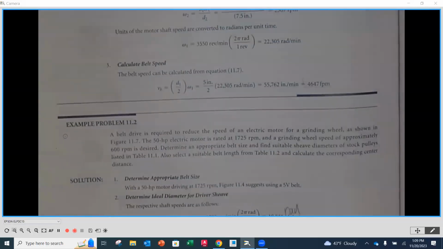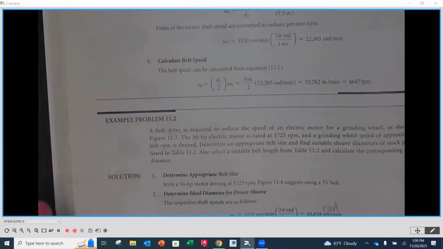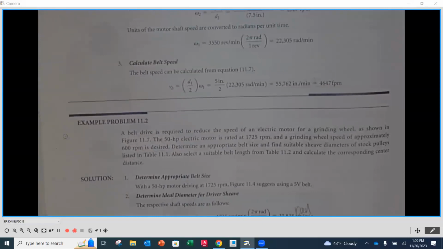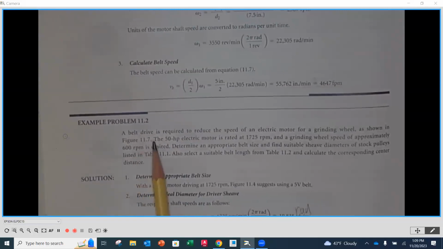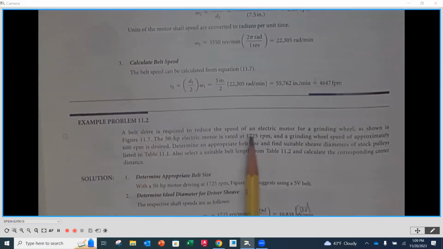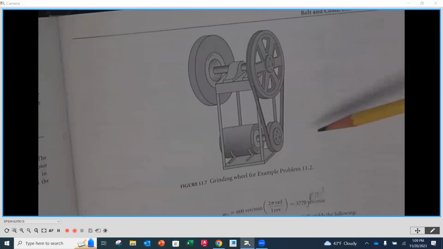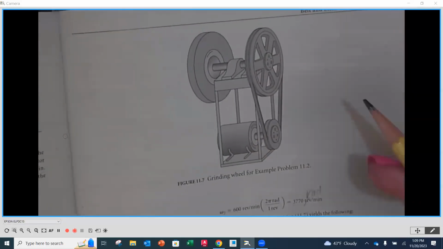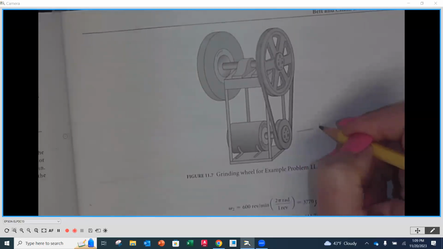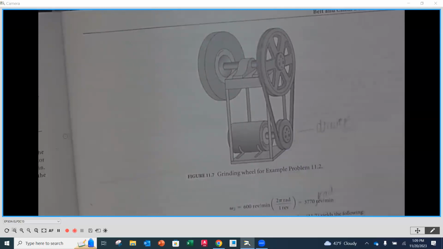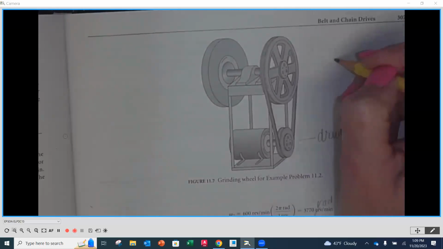All right, let's go straight to example 2. This one goes a little bit further. This is going to be a belt drive required to reduce the speed of an electric motor for a grinding wheel. And I like that they have the illustration here, on the next page. So here is our motor with the sheave. This is going to be our driver, and then this is going to be driven.